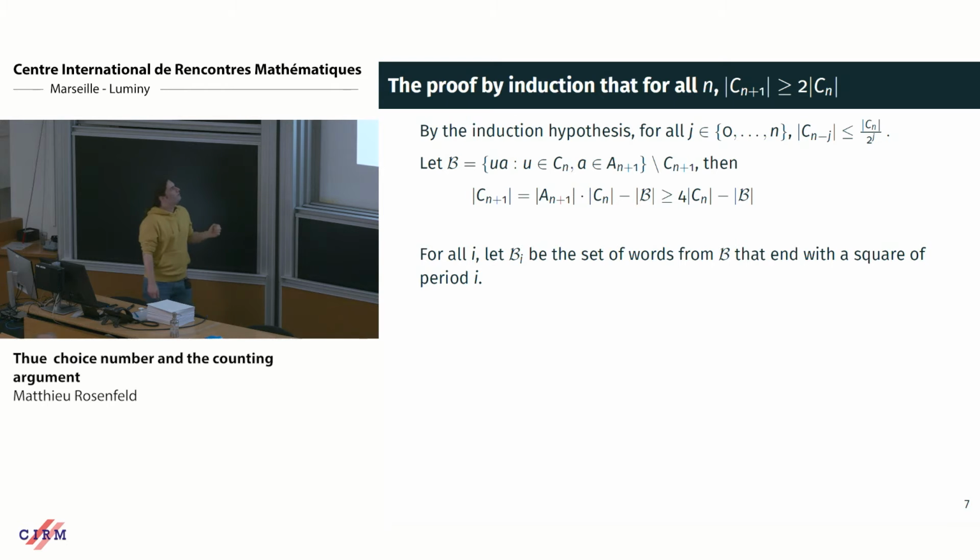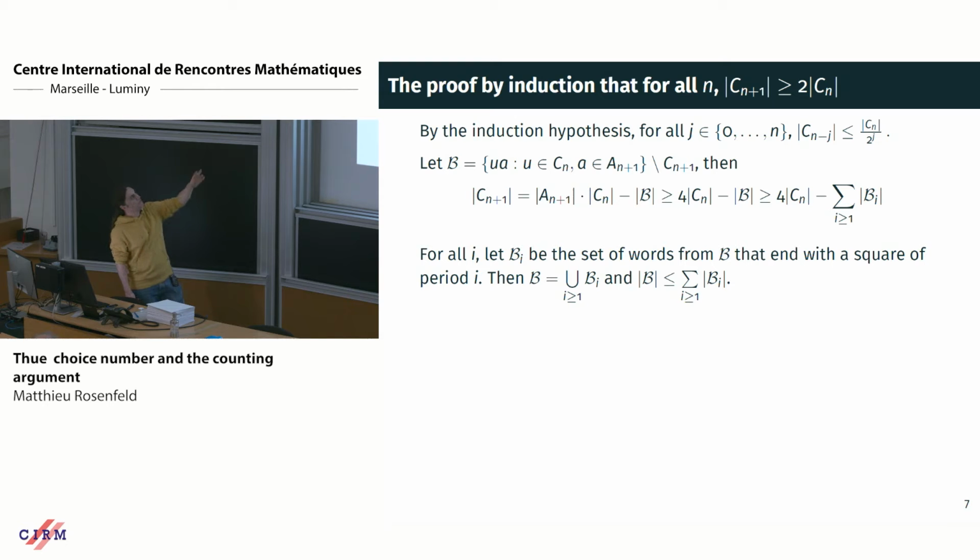And for this, I will just partition my set into smaller sets, which I'm going to call B_i. So B_i is going to be the set of words from B that end with a square of period i. In particular, I know that all of the words from B end with a square, because if something went wrong, it means that a square appeared, so it has to appear at the end. And now I'm just going to partition this set into these B_i, which means that B is the union of all the B_i. So in particular, the size of B is at most the sum of the sizes of the B_i. Great, so let me just use it in the equation on the top, just to make some progress. So now the size of C_{n+1} is at least 4 times the size of C_n minus the sum of the bad extensions.